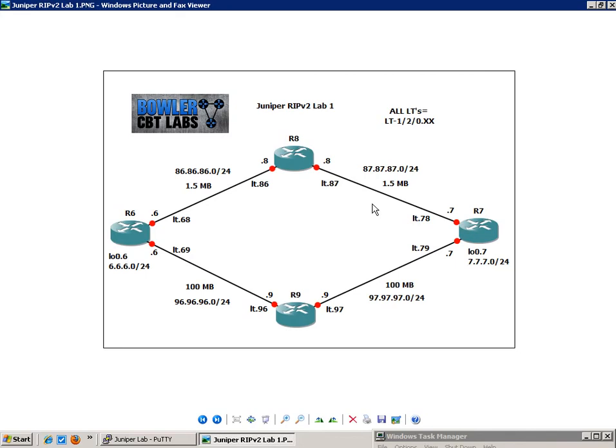So what we're going to do in this lab, we are going to advertise the networks on R6 and R7, the loopbacks, into RIP. We're going to take a look at the RIP metric in detail, and we're going to manipulate the RIP metric accordingly.